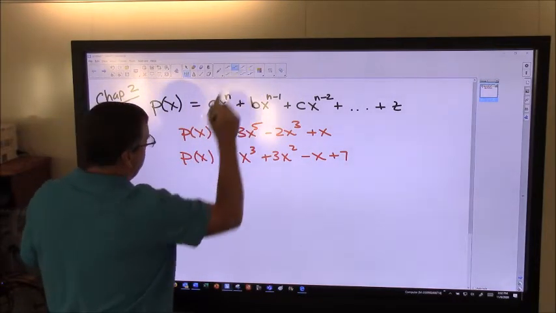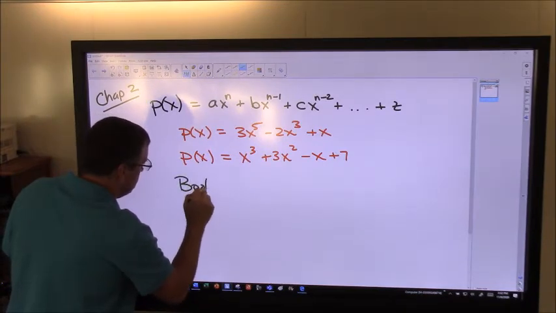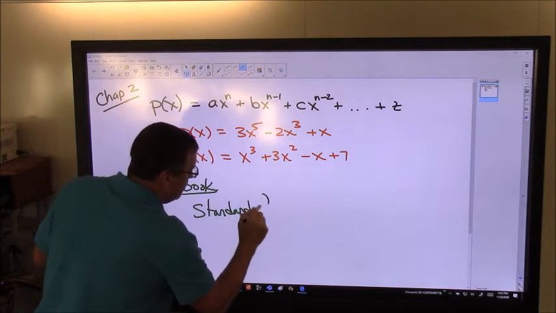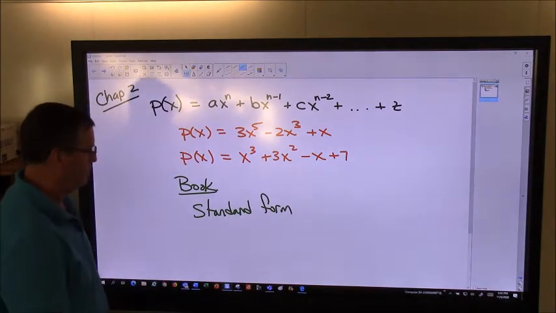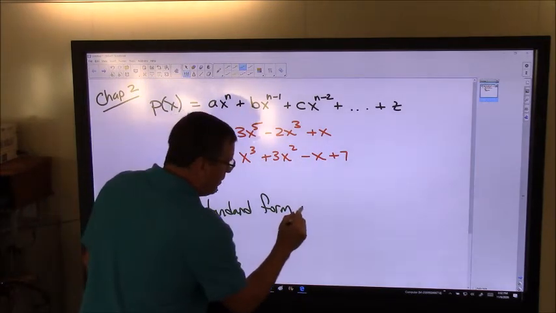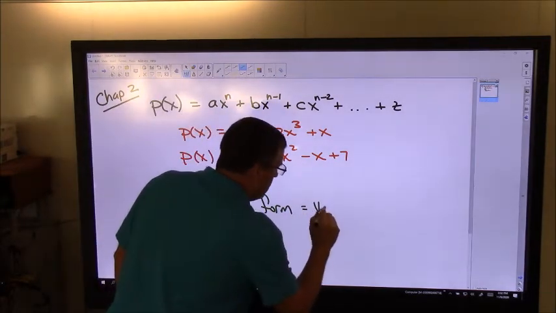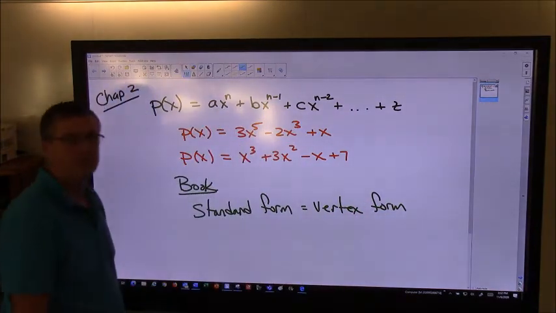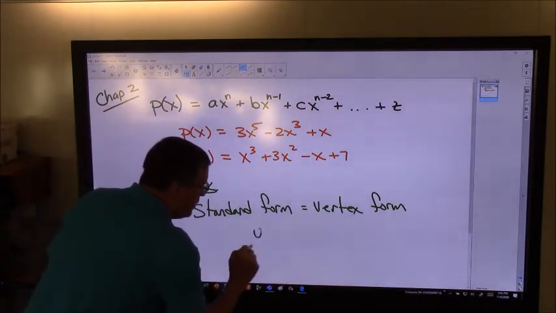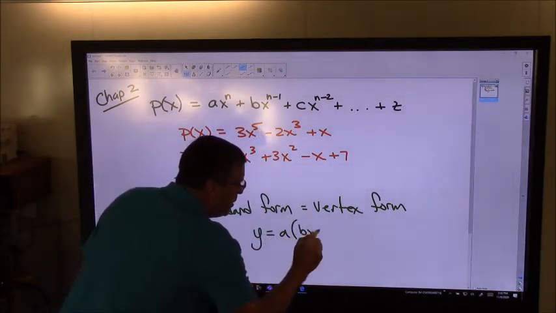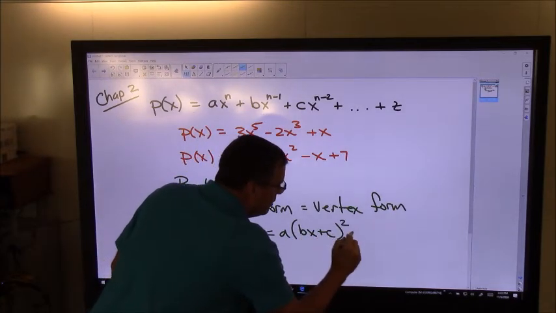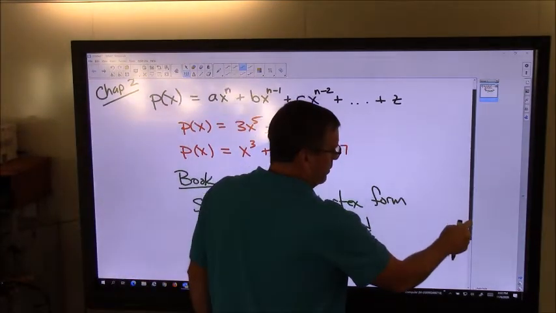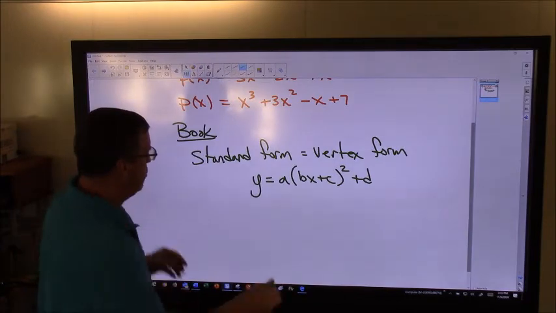Our book uses the words standard form. And we're going to have to think of that as the exact same thing as vertex form. Okay? They both mean the same thing. That's where we write down y equals a times bx plus c squared plus a d value. Okay? Now, if I want to write it in general form, you guys might remember, we talked about this.